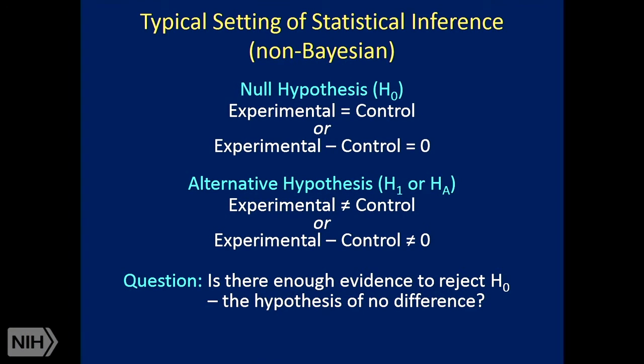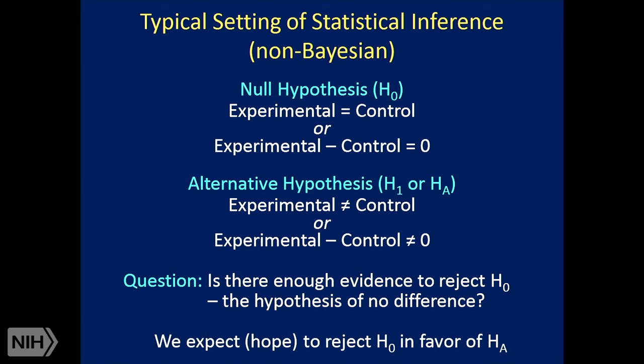So what's the question? The question is, is there enough evidence to reject H0, the hypothesis of no difference? So we would like to reject H0. This is what you set the null hypothesis with the expectation and the hope that you're going to reject it in favor of the alternative hypothesis.